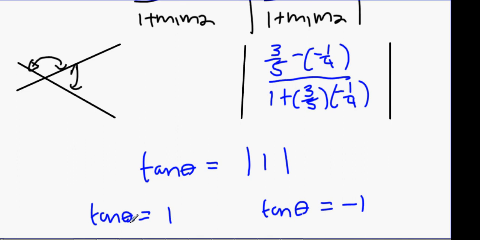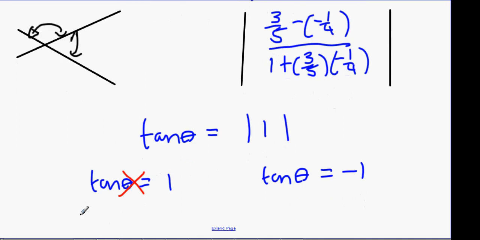It's not 1 because that will give you the acute angle of 45 degrees. But that will help you out, won't it? If that's 45, what does the other angle have to be? 135 degrees. Alright guys, that's everything on the tests.